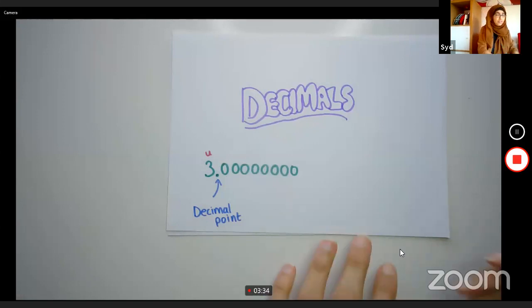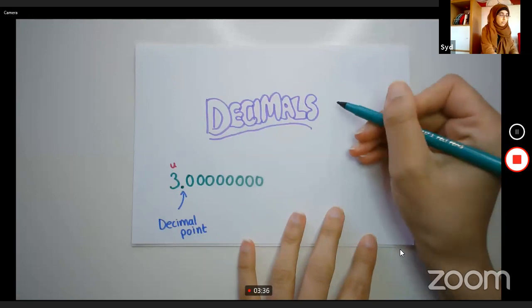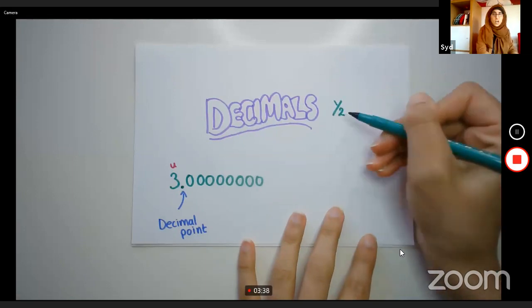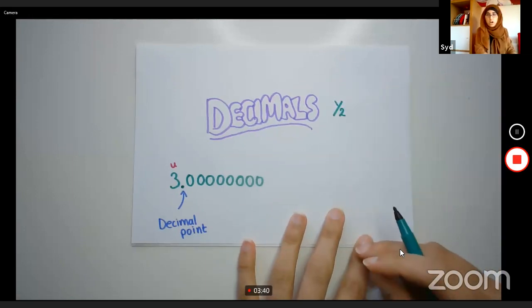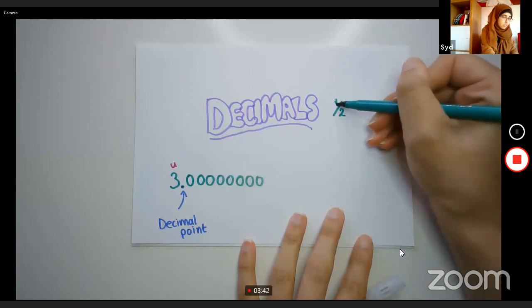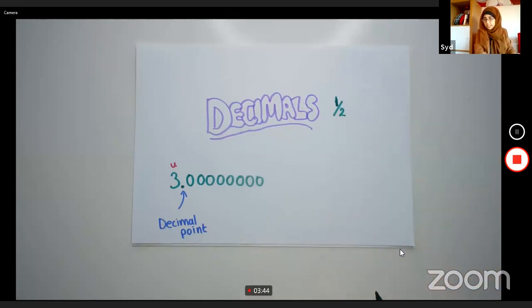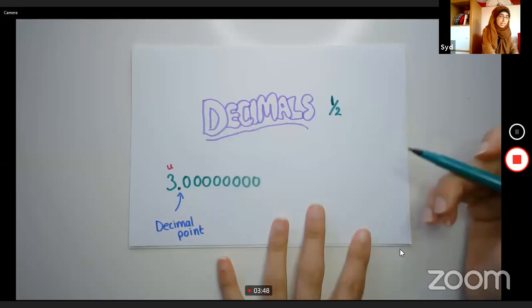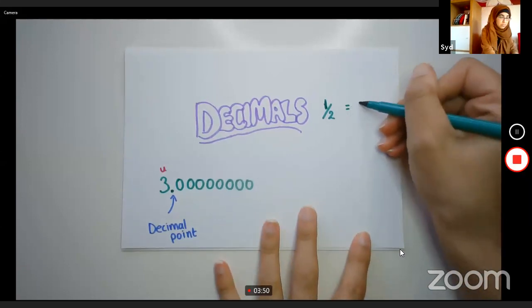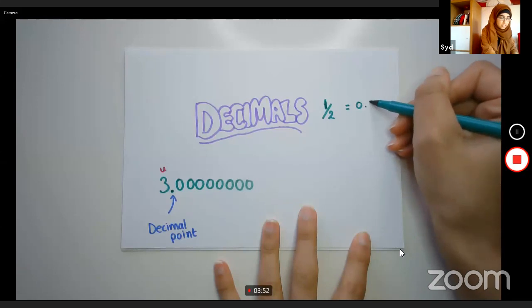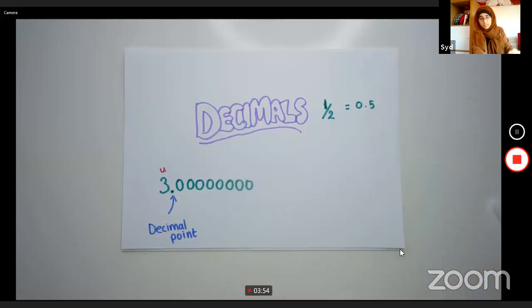So if we have half of something, so this is a fraction half. My one's gone a bit wonky. Let's write it straight. Half, okay? So we talked about fractions before. A half in decimals, I should say, is 0.5.